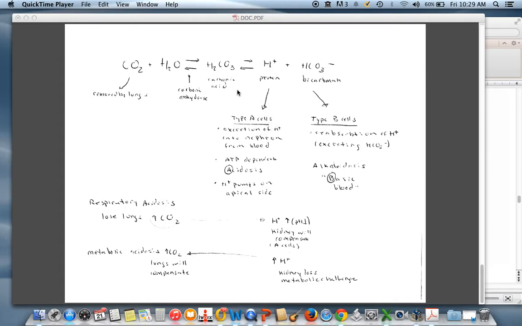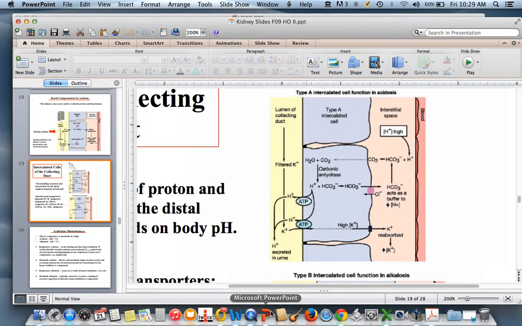So in the renal physiology component, what we're emphasizing here is how we have two different types of cells, type A cells and type B cells, that help us do this job of excreting either protons or bicarbonates respectively. So this connects to slides that we have in our PowerPoints.